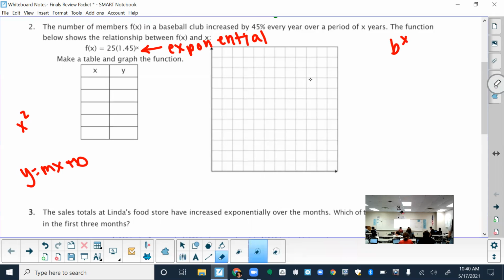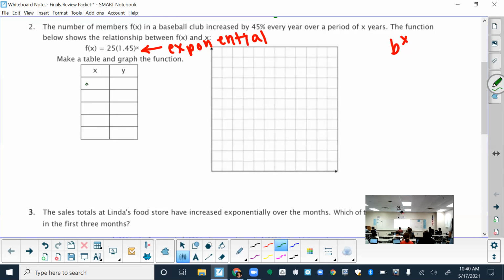Because I know it's exponential, to make my table and graph it, I'm just going to make my x values -2, -1, 0, 1, and 2. I'll start there. I might have to add some more x values depending on how my graph looks, but I'll start there, giving you a good idea. So if these are my x values, how can I find my y values? Good. Plug them in for x in the equation.